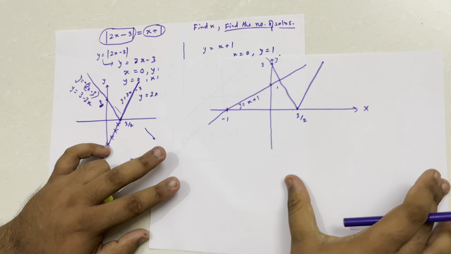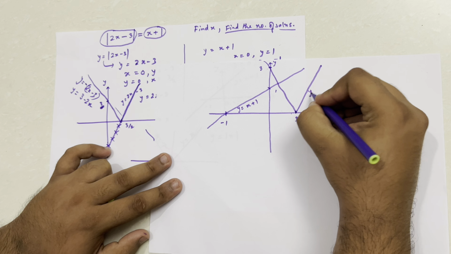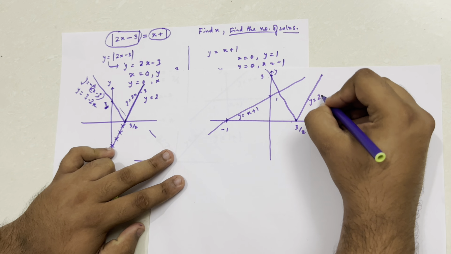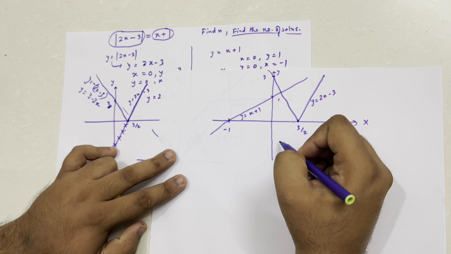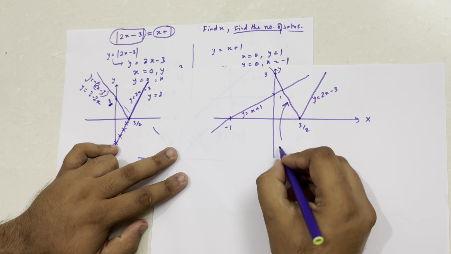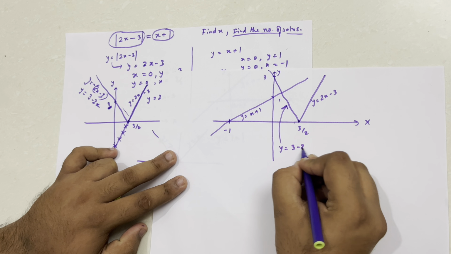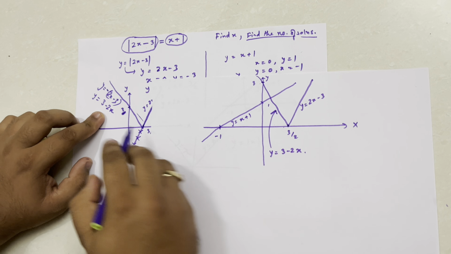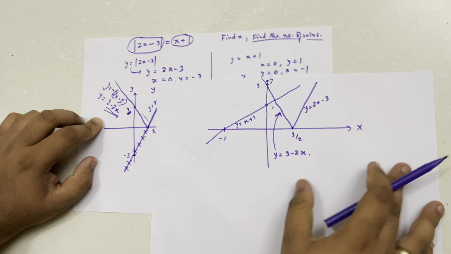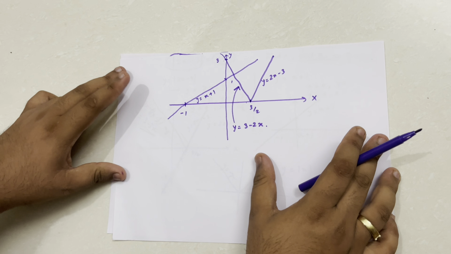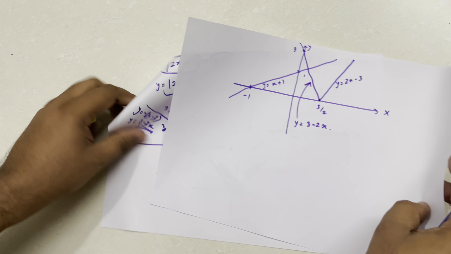So that's it. The equation of this line was y is equal to 2x minus 3, and the equation of this line was y is equal to 3 minus 2x. So now let's combine both into one graph and analyze this.